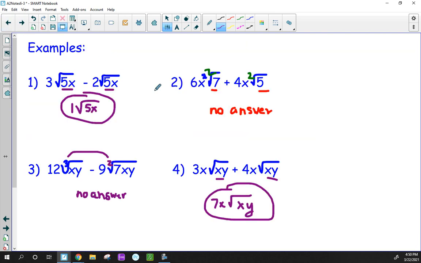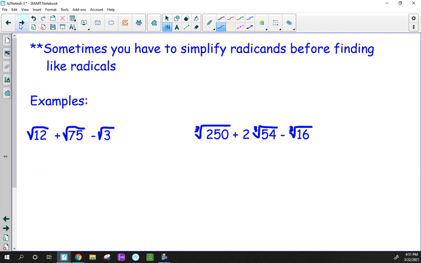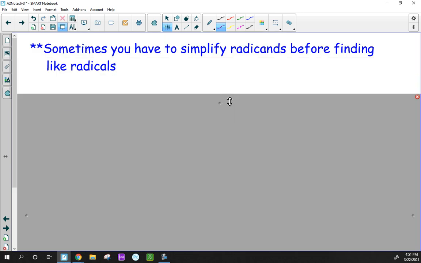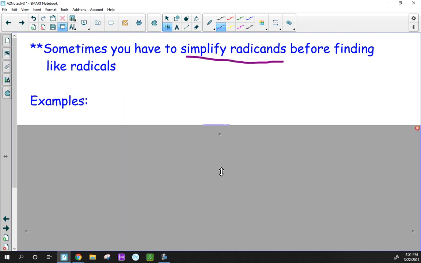Alright, so often, these are the easiest type you'll see. So that's the game plan for the simple ones, the adding, subtracting. However, sometimes they're in disguise. Often, actually, they're in disguise. So I don't want you to get in your head that that's all you do. Make sure that you always look to see if you could simplify the radicands before finding like radicals, because often you can. Here's what I mean by that.